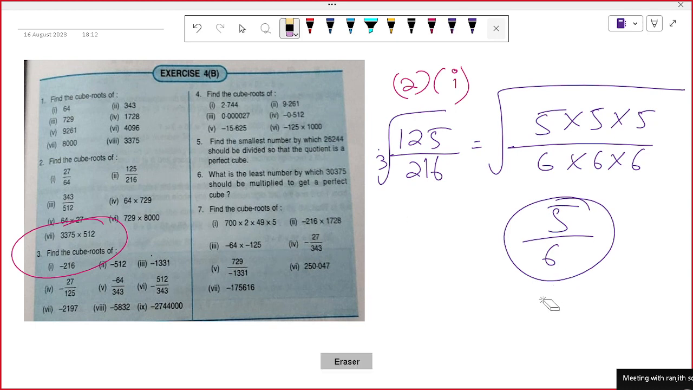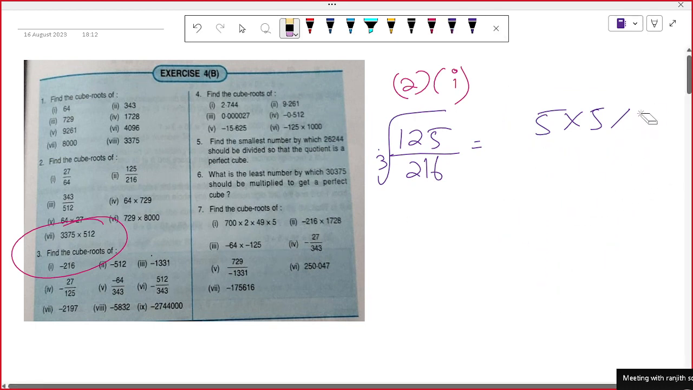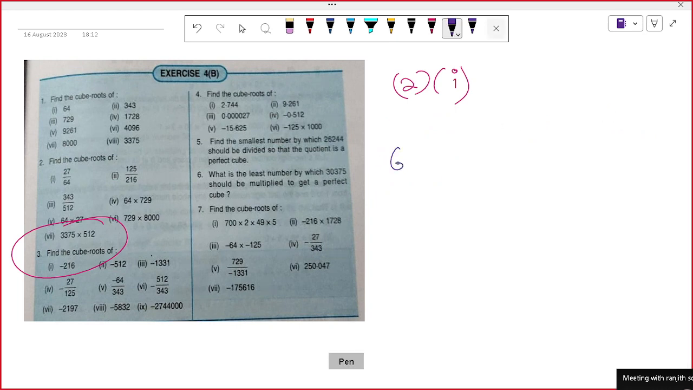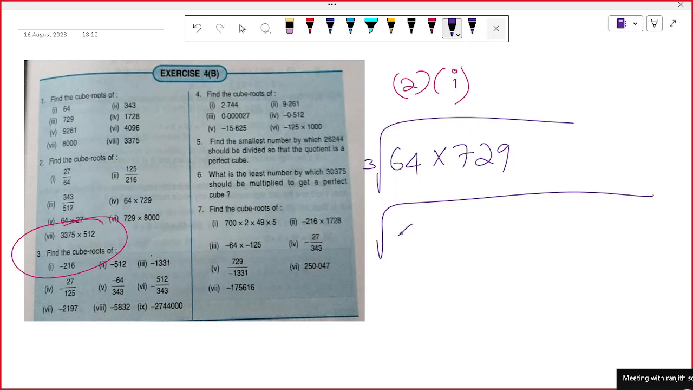What about the fourth one? What's the answer for the fourth one? 4 into 9, sir. It is 8 into 9, 8 nines are 72. 72. Look here. What's this, the cube root of 64? How many times do you write 4? 4 times, sir. 4 into 4 into 4.